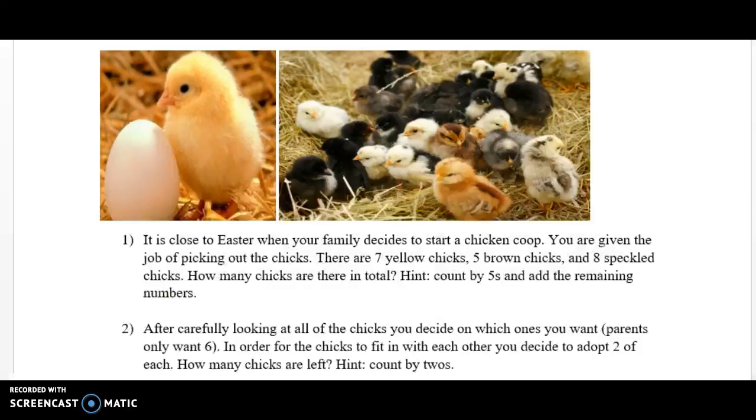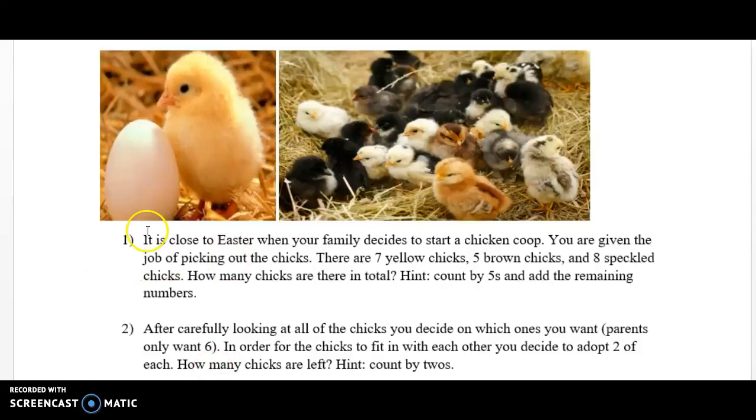Here we go. So when I created these word problems, it was about a week away from Easter, and I know a big thing with Easter are bunnies, chicks, and rabbits. So I decided to do mine with little chicks and a family who is about to start a chicken coop and some kids that are picking out their chicks.